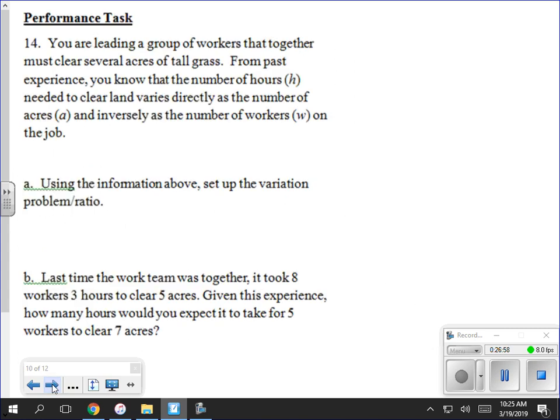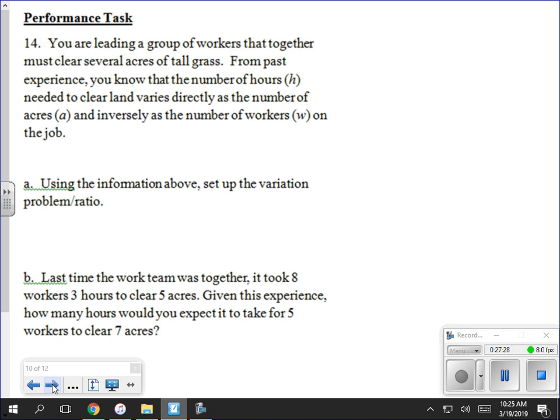Okay, performance task part 1. There are 2 parts to it. You're leading a group of workers together that must clear several acres of tall grass. From past experience, you know that the number of hours H needed to clear the land varies directly as the number of acres A and inversely as the number of workers on the job. Use the information to set up a variation problem. In other words, use H, A, and W and set up a relationship between H, A, and W.